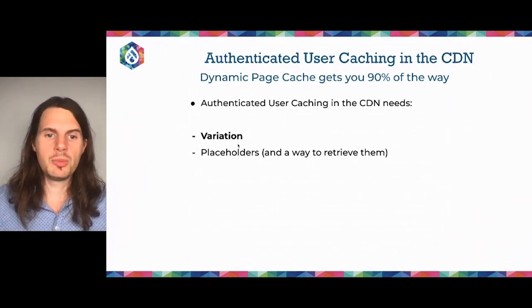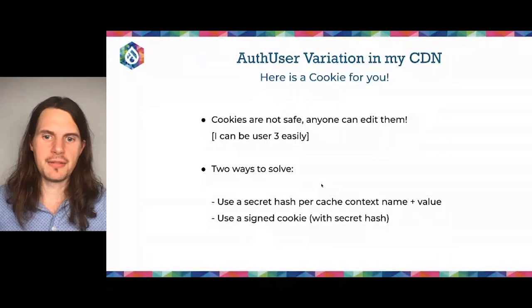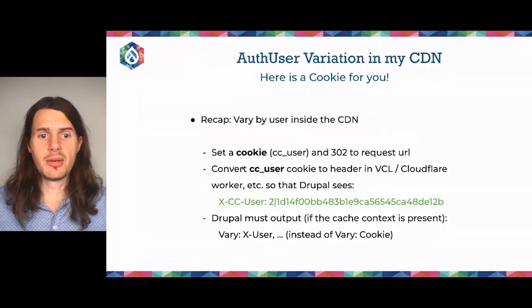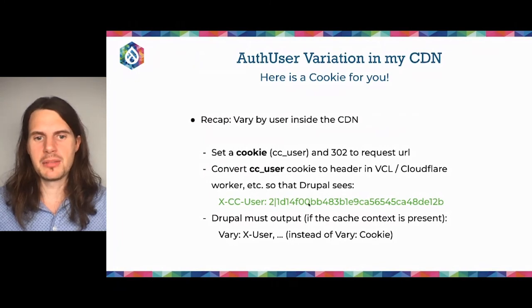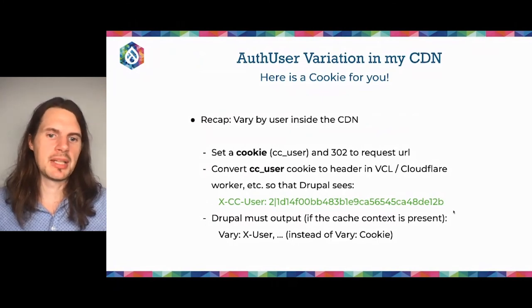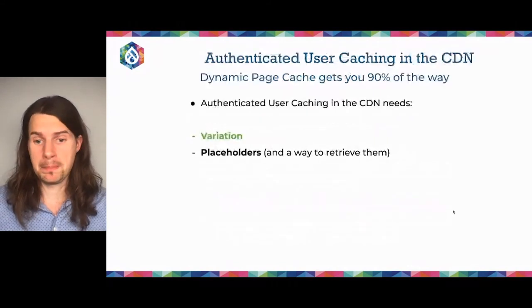So there's two ways to solve it, which are very similar. You just use a secret hash per request context name and value, which you then verify, or you use a signed cookie with the secret hash. Very similar again. So for example, you could have this cache context user, and you have the ID 2, and then you have the magic hash here. And if that matches, then it's accepted. And if it doesn't match, it doesn't. And I wouldn't know the hash of user 3, so I couldn't impersonate that.